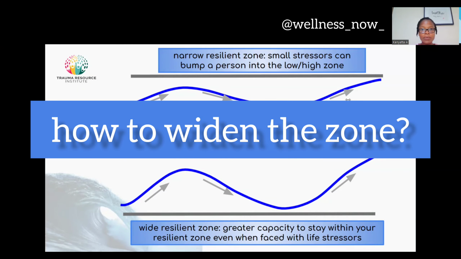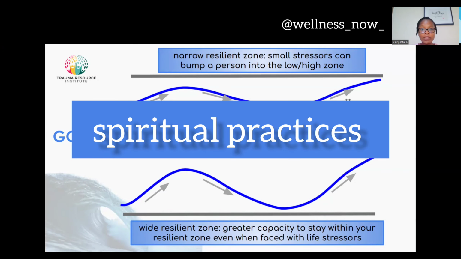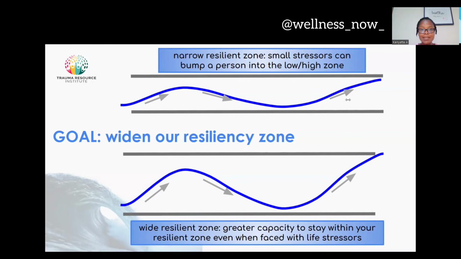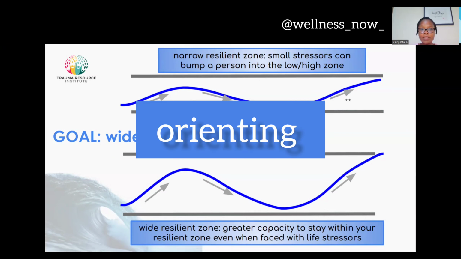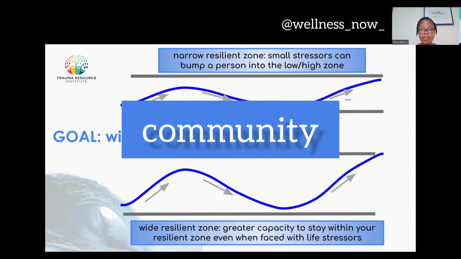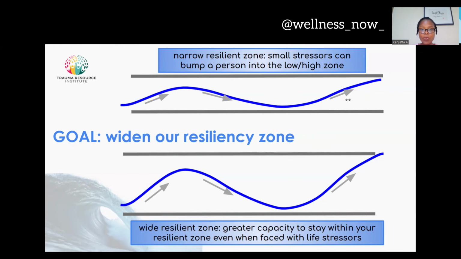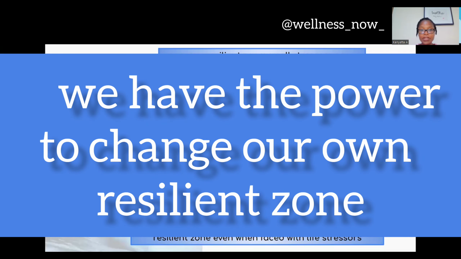So how do we widen this zone? With simple practices, whether spiritual practices or wellness practices, such as being able to ground, resource internally, and orient, always seeing where you are, locating yourself. And in spiritual communities, being able to come and show up as you are, allowing the collective energy to embrace you and carry you at times, especially in need. The good news is, no matter where you are, we all have the power to change our resilient zone.